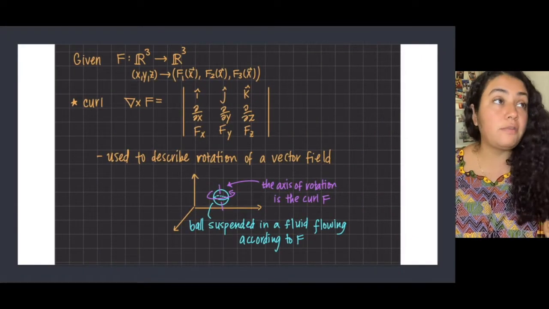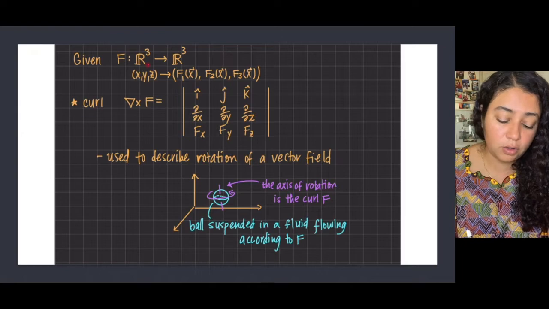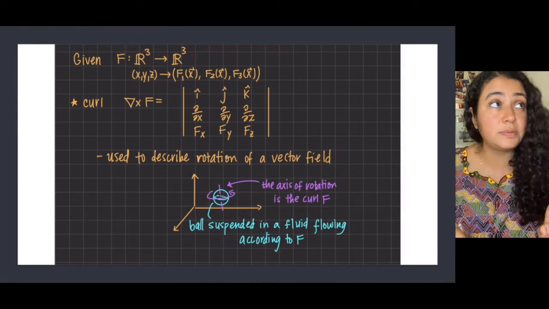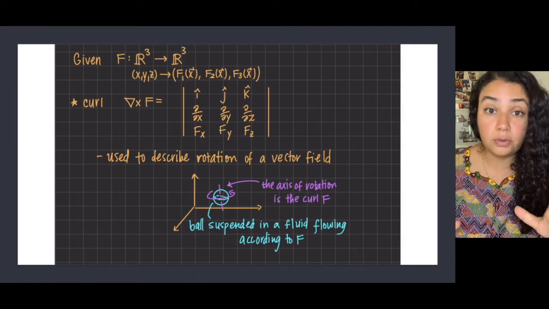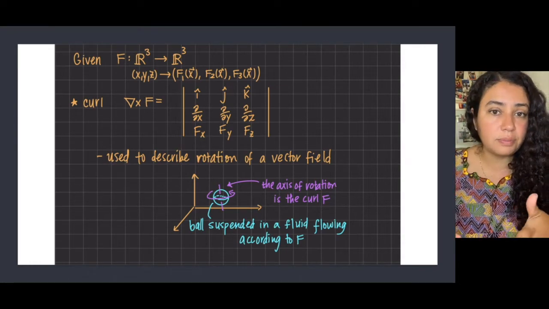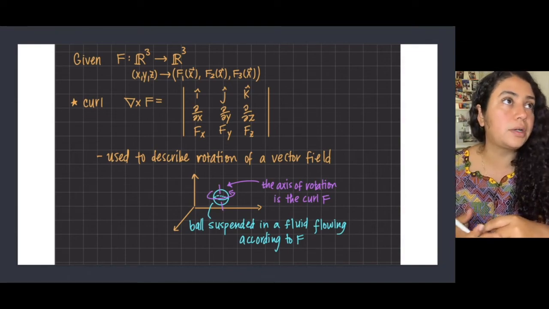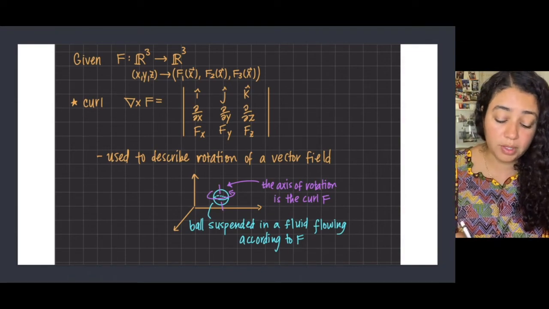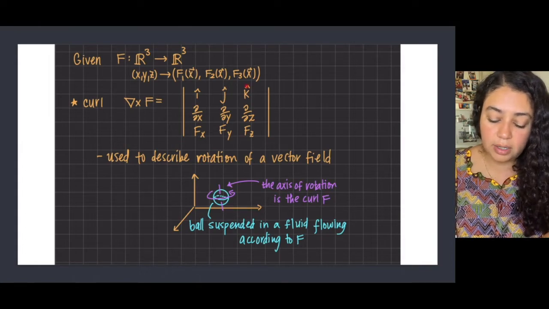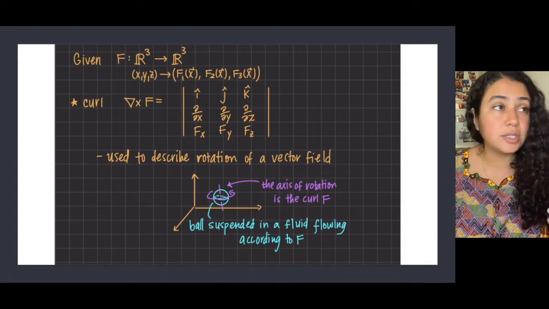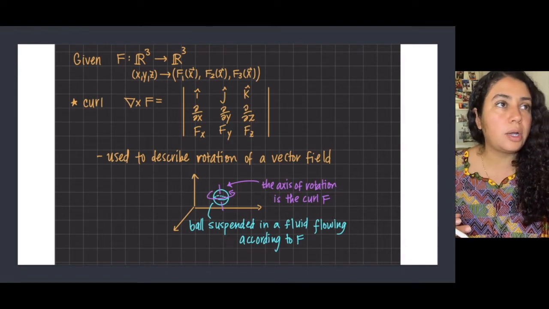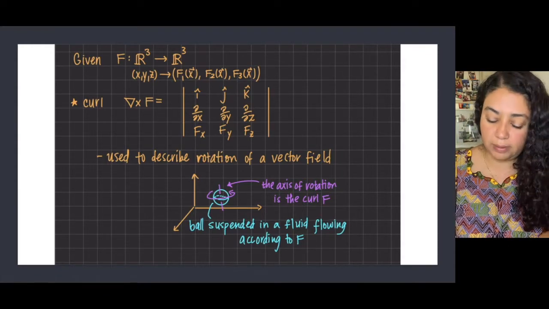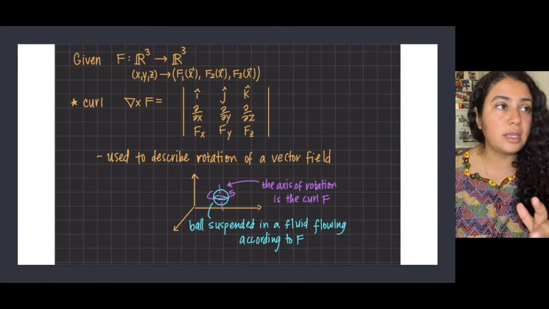Okay. And then finally, the curl. If you have a vector field in R3, this is specific to R3, you can define curl, although there are notions of something similar, like a rotational operator in higher dimensions. But in R3, we can define the curl. It's the determinant of this object here, and it's used to describe rotation of a vector field. You can think of a ball suspended in a fluid flowing according to F.